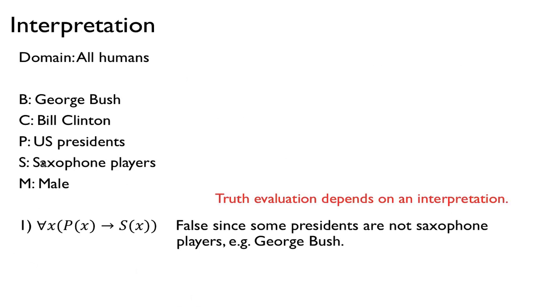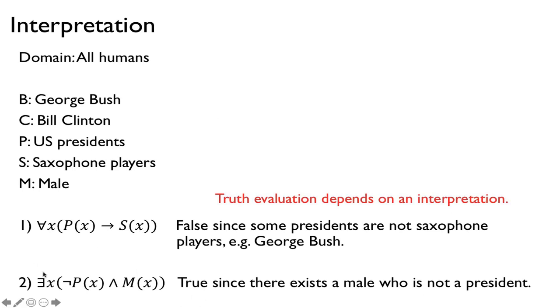So for example, if this is our interpretation, for all x, P of x implies S of x. So this says that for all x, if x is a president, then x is a saxophone player. Well, it turns out that in this interpretation, this is a false statement, because there are some presidents who are not saxophone players. For example, George Bush. So notice, this could mean anything in any interpretation. It could be about prime numbers, for example. But if I interpret this as humans and presidents, then this might have a true or false value based on that interpretation.